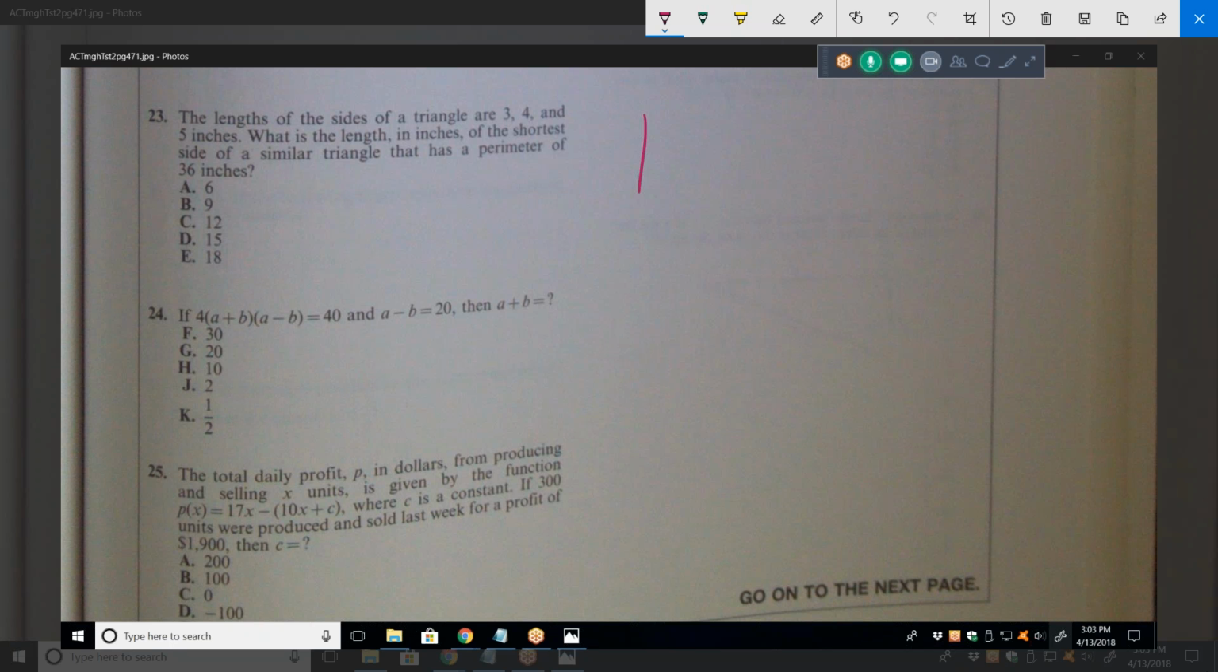So if we draw our 3, 4, 5 triangle, you know it's a right triangle. That's the smallest perfect Pythagorean triangle. The perimeter of that is what? Is it just 12? The perimeter of the similar triangle, which has to be a bigger, same thing. It's not a 3, 4, 5, but this perimeter is 36.